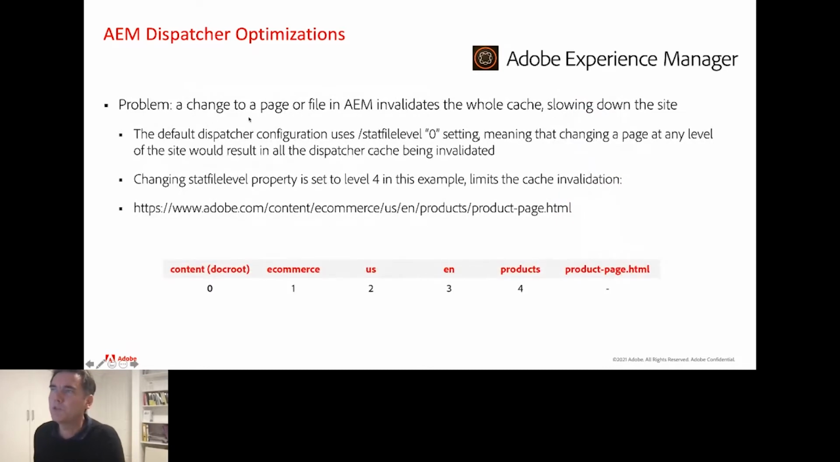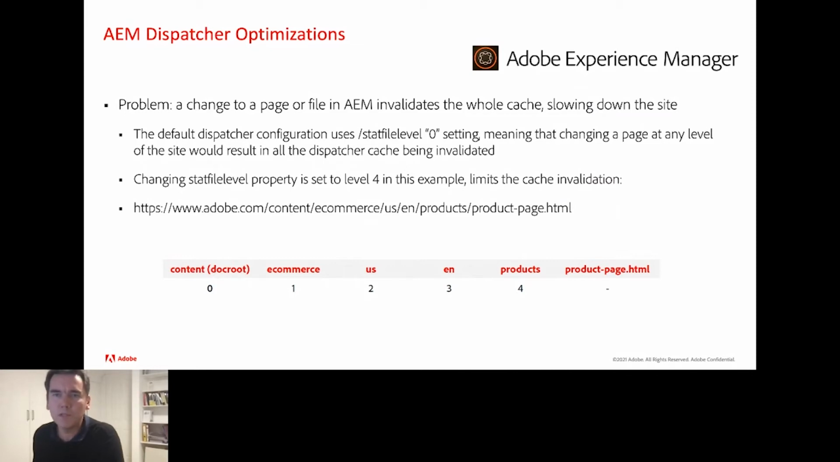So, problem: a change to a page or a file in AEM invalidates the whole cache, slowing down the site. The default dispatcher configuration uses the stat file level 0 setting. This would mean that if a file is modified with the default settings, everything will be invalidated in every directory level. For a busy e-commerce site, this will place an unnecessary amount of load on the AEM publishers for the whole site structure to become invalidated with only a single page update.